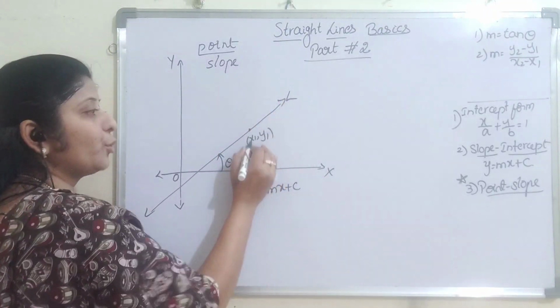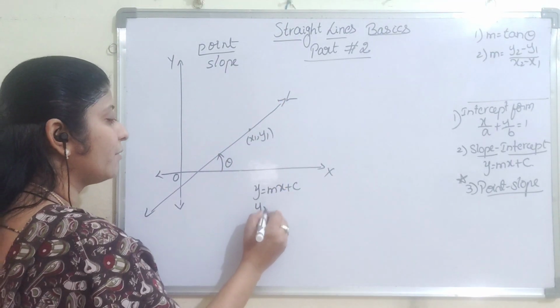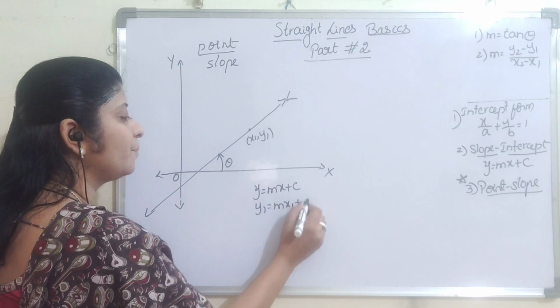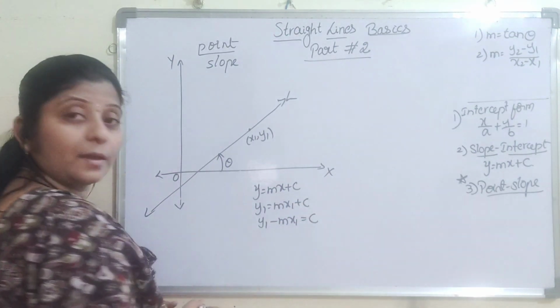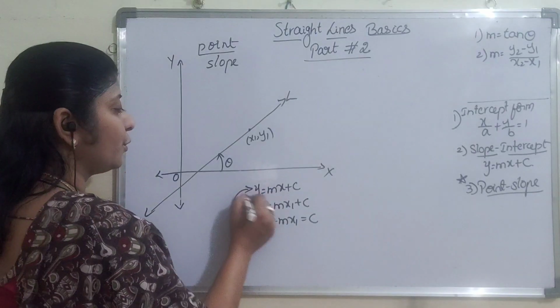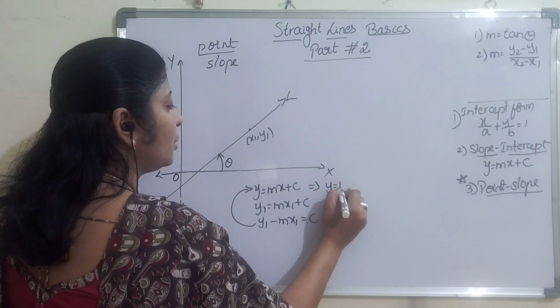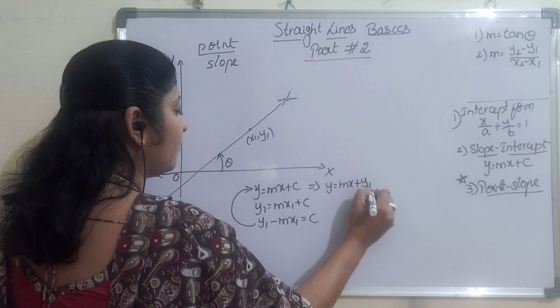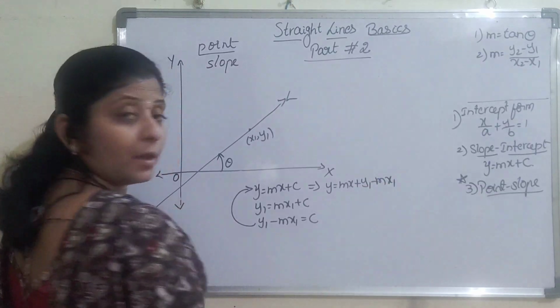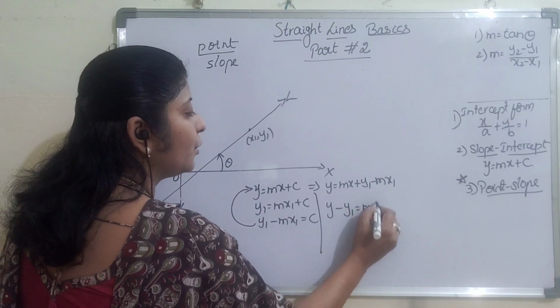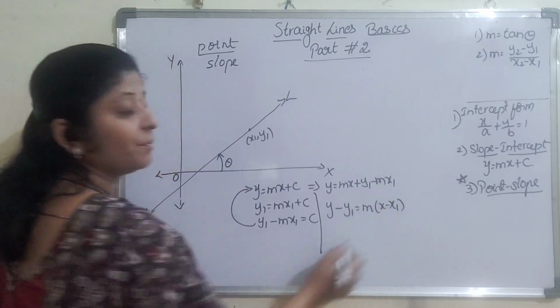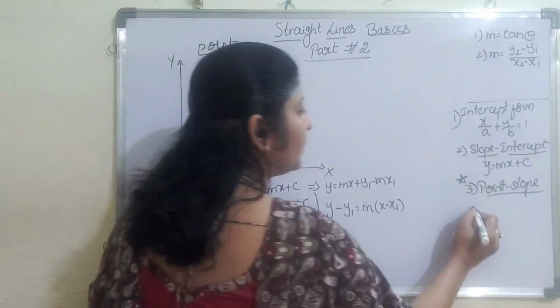This line is passing through x1, y1, so you will get y1 equal to mx1 plus c. So y1 minus mx1 equal to c. So substitute this c value here. You will have y equal to mx plus y1 minus mx1. So y minus y1 equal to m into x minus x1. This is the point slope form.